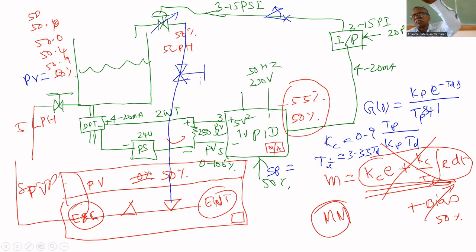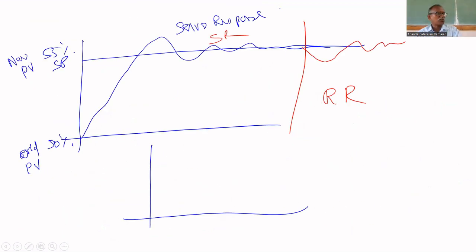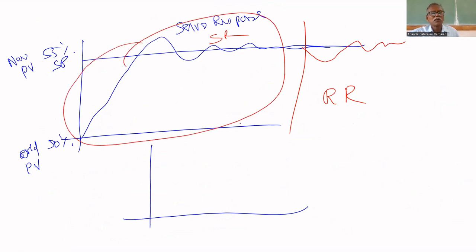Now you have to get two responses: one is the servo response, another is the regulatory response. To get the servo response, we change the set point from 50 to 55. The controller will bring the process to 55 automatically, in 20 minutes. That response is called the servo response. Once you change from 50 to 55, note down the process variable displayed in the controller. You will get a response like this. This is the servo response.